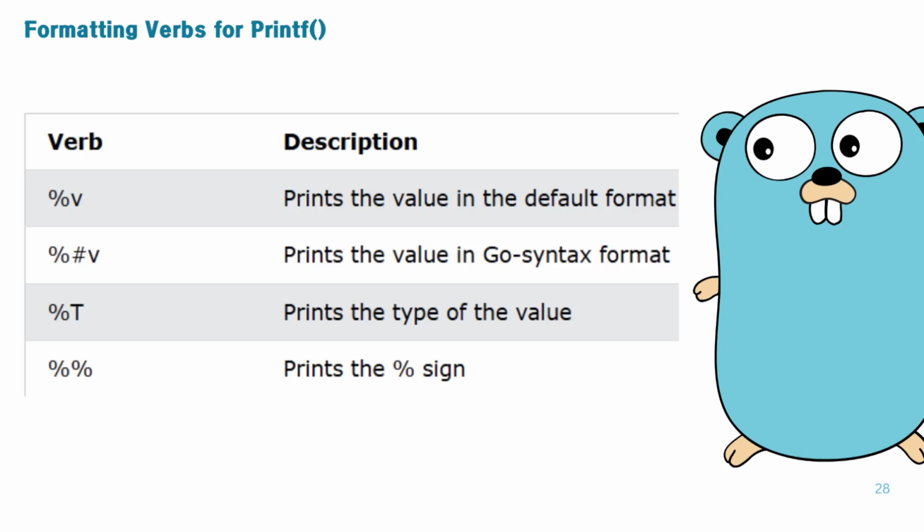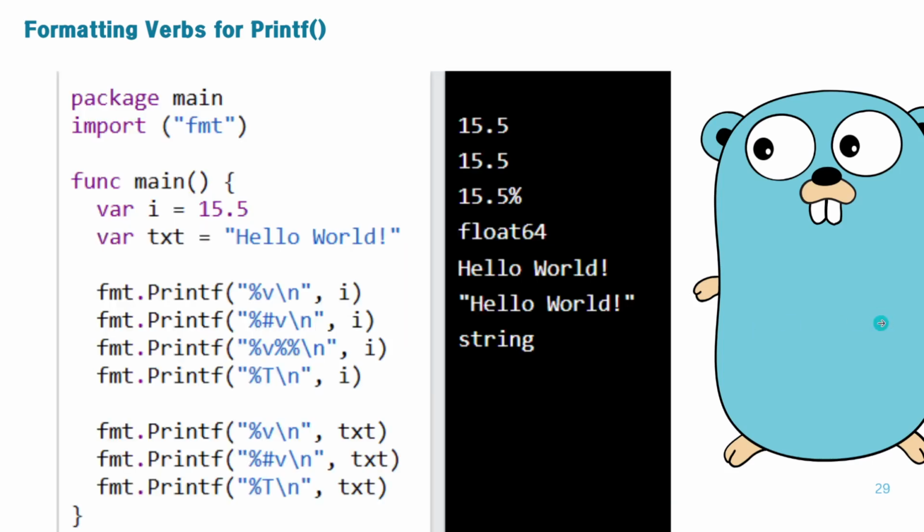First are the general formatting verbs, which are %v, %#v, then %T and %%. Basically, what %v does is print the value in default format. %#v prints the value in Go syntax format. %T prints the type of the value, and %% is basically an escape character which is used to print the percent sign itself.